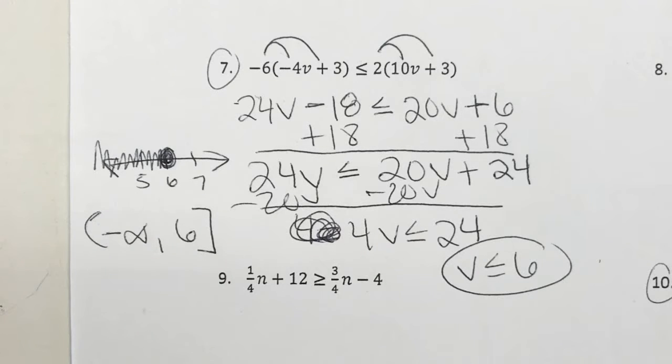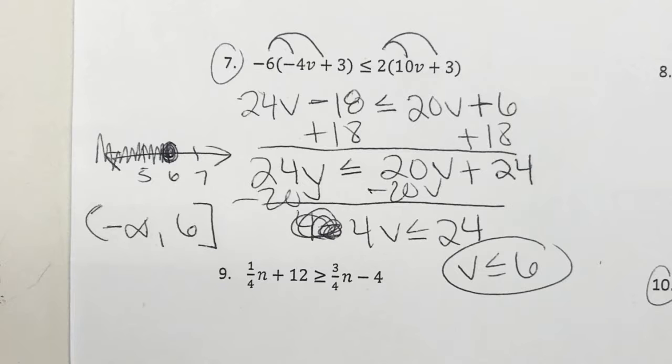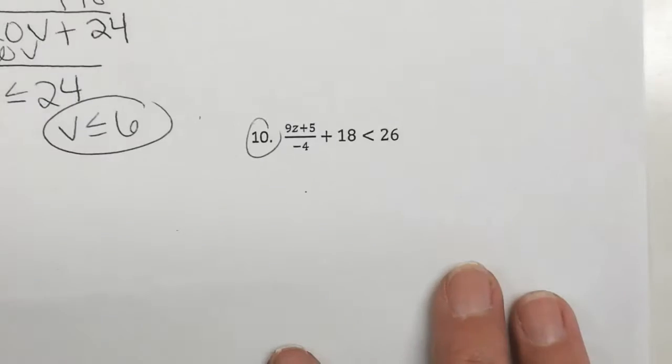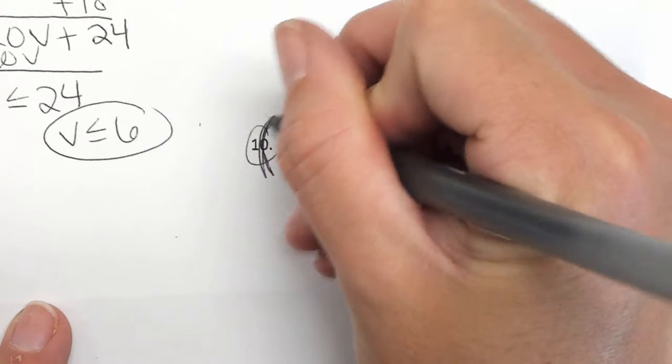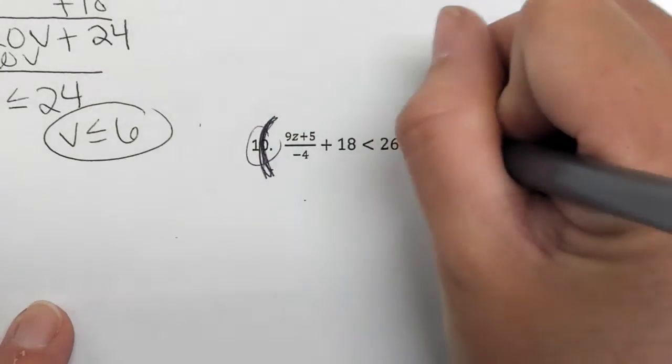Alright, same thing. Y'all are going to help me with number 10. Then I'm going to split y'all up into some groups. Okay. Number 10. Tell me what to do first, Madison. Multiply by negative 4. Very good.